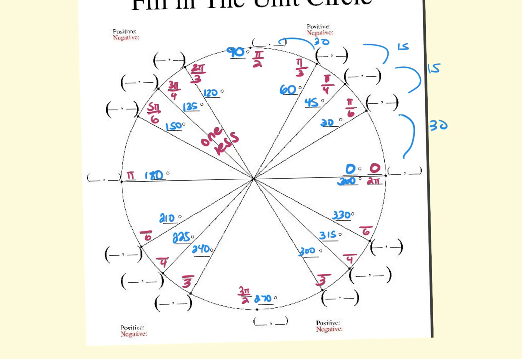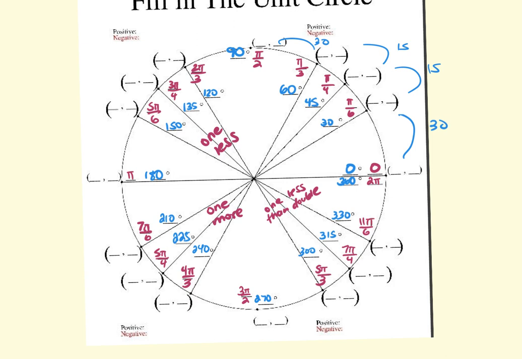The third quadrant is 1 more than your denominator. So 7 pi over 6, 5 pi over 4, 4 pi over 3. And the fourth quadrant, there's 2 ways to do it. One is it is 1 less than double, because double would be 2 pi. So 1 less than double. The other is literally memorize 5, 7, 11.